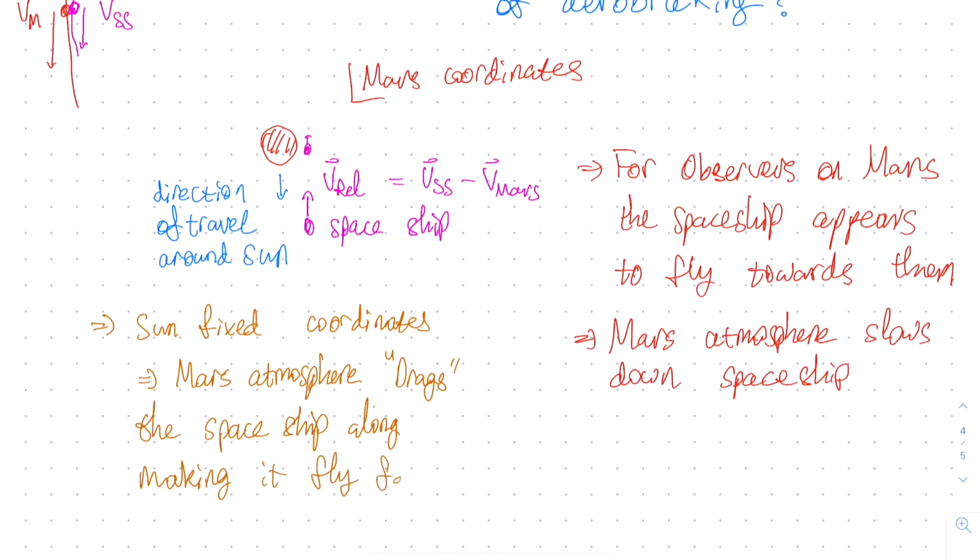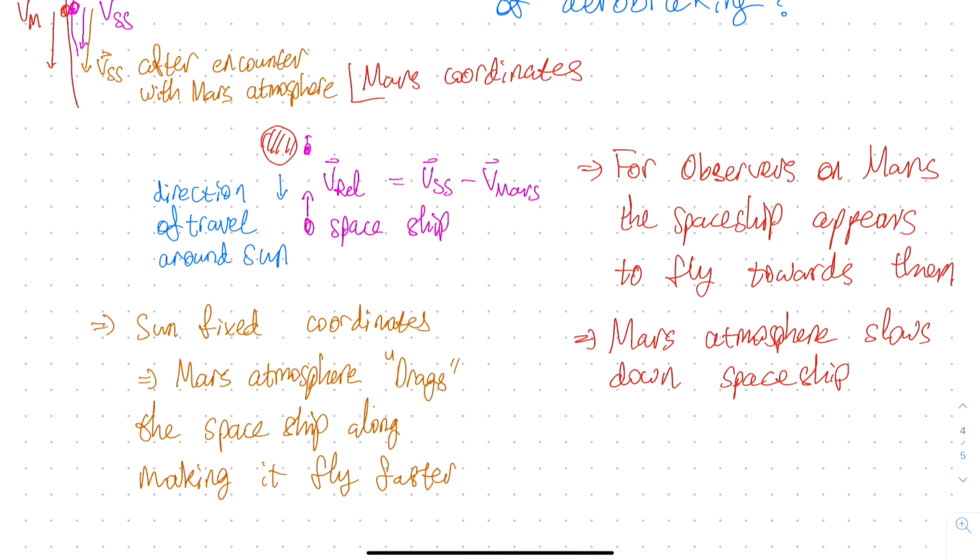That is, if on the plot to the upper left, the initial velocity of the spacecraft is indicated with a pink arrow, after the encounter with Mars atmosphere, the speed of the spacecraft relative to the Sun actually increases. So the new speed is higher than the old speed, and that is because the Martian atmosphere dragged the spacecraft along and made it fly faster.